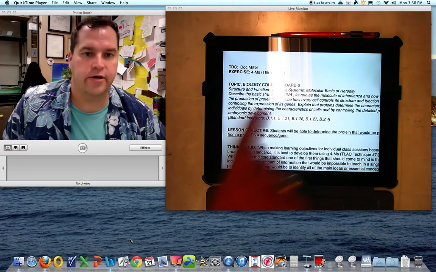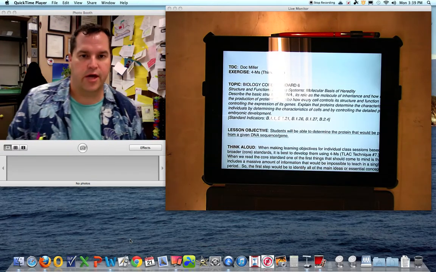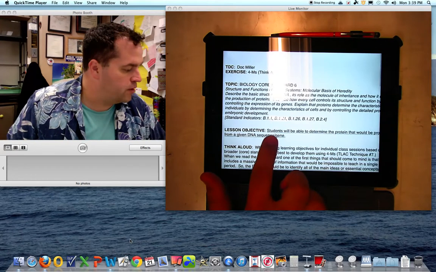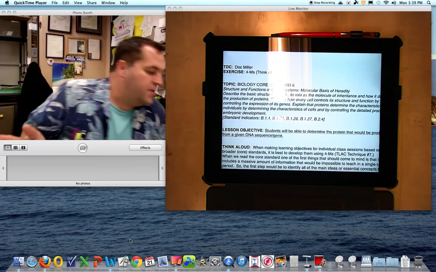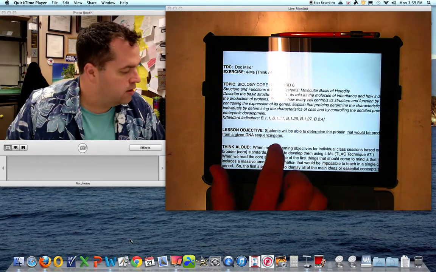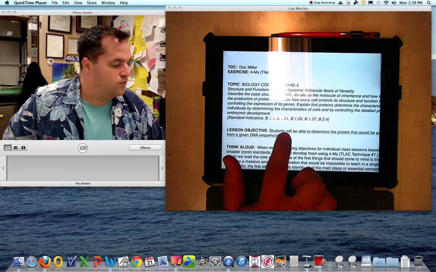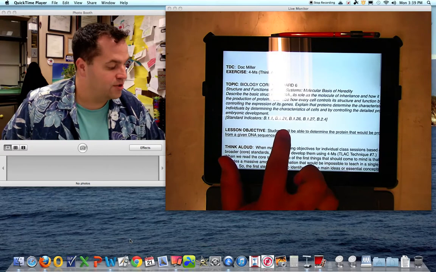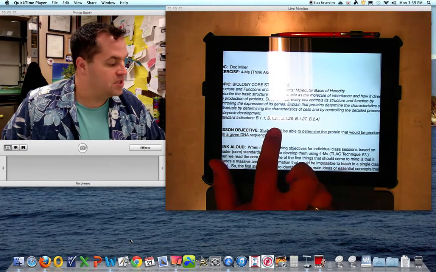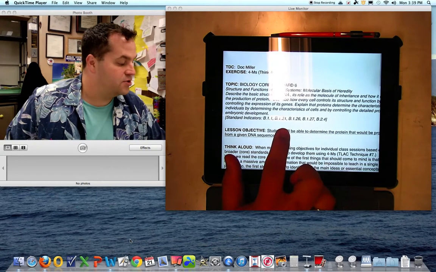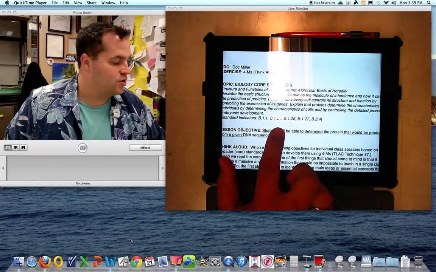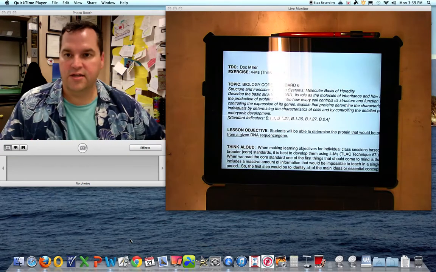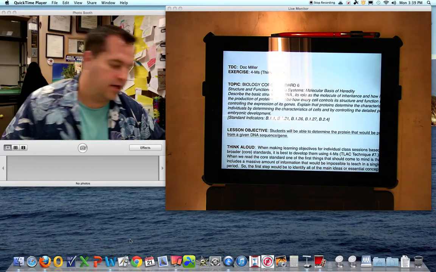You see the core standard I'm starting with, and this is from the Indiana Core Standards in Biology, about structure and function and the molecular basis for heredity. And you probably want to read that very quickly: describe the basic structure of DNA, its role as the molecule of inheritance, and how it directs the production of proteins. Describe how every cell controls its structure and function by controlling the expression of its genes. Explain that proteins determine the characteristics of individuals by determining the characteristics of cells and by controlling the detailed processes of embryonic development. And you can see that the state has even listed some indicators below that.